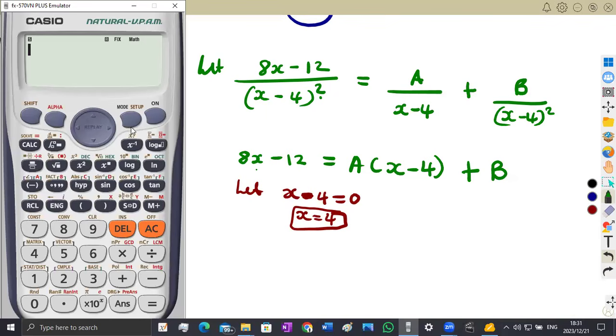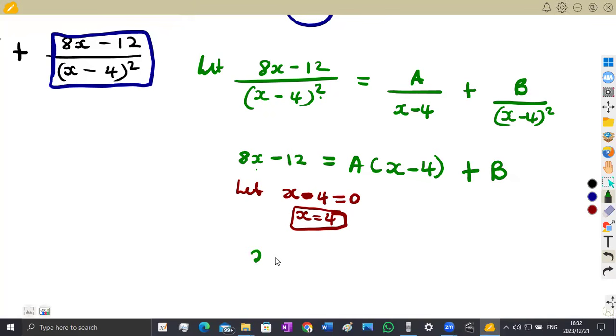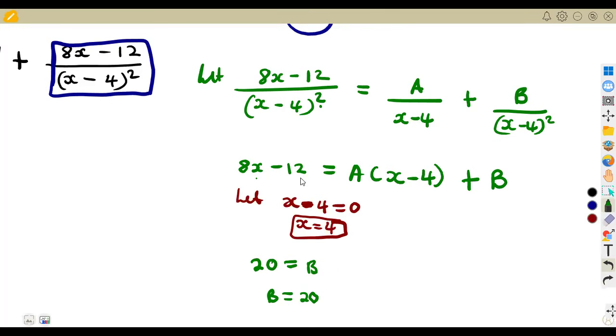All right, let me take my calculator to the normal mode. So that's 8 times 4, which is 8 into 4, minus 12, which is 20. So that means 20 is equal to B, because this will give us a 0, the whole of this part. So A times 0, that's a 0. So B will be 20. So that is how we could have calculated, in this case, the value of B.